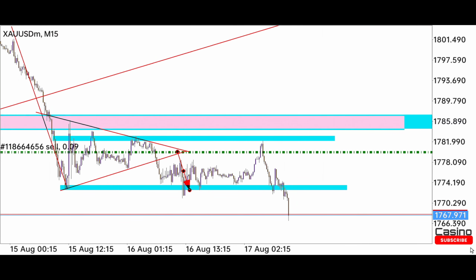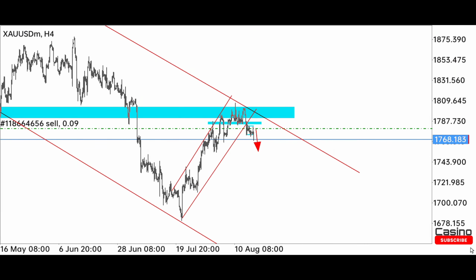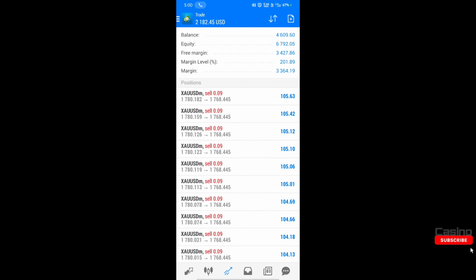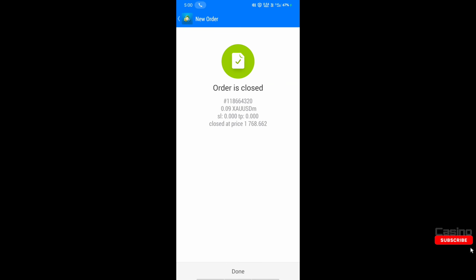I am closing my trade. My target is already achieved. We shouldn't be too greedy, otherwise the market punishes us very badly. My profit is $2,180, which is very good. Always follow your rules and exit the trade as soon as the target is hit.